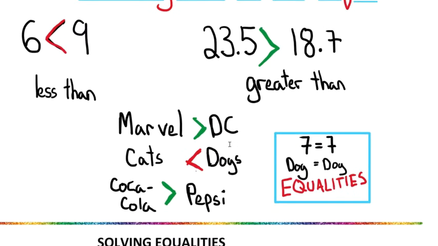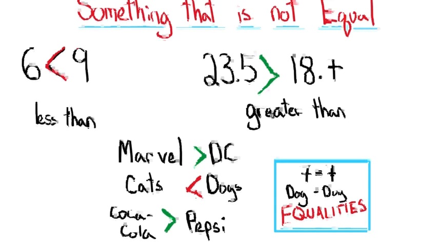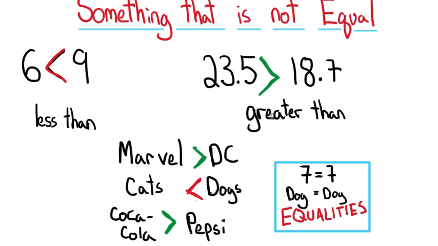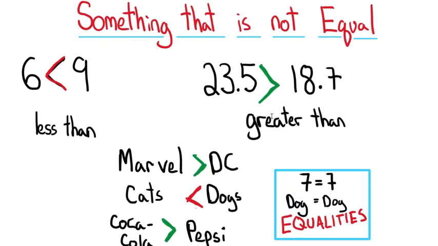Or even we can think about it in concepts. Marvel is greater than DC. I'd like to hear an argument. Cats are less than dogs. I'm sure this is a very debatable topic. Or Coca-Cola is greater than Pepsi. Please, I'm very happy to argue with someone about that.